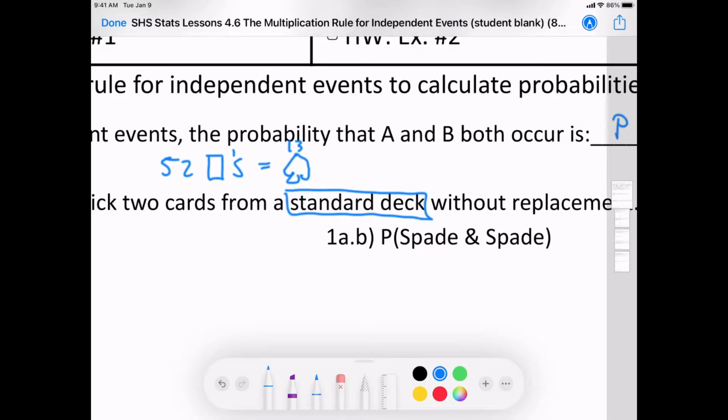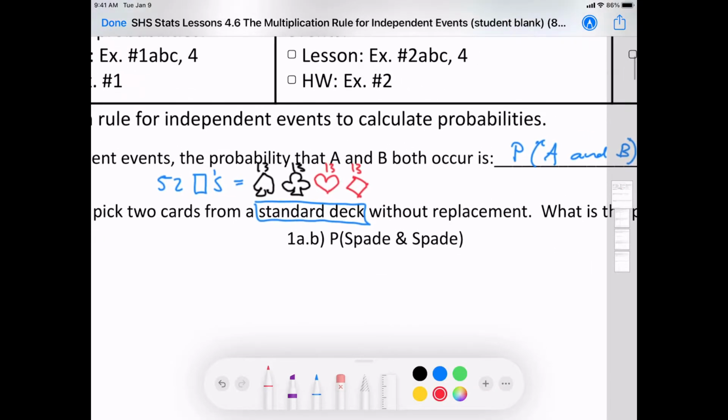Actually, let's see if I can do this. Magic. That's what I wanted. 13 spades, 13 clubs, and I chose it to be black because they are actually called black cards. And then there are 13 red cards, 13 hearts and 13 diamonds. So that means there are 26 black and 26 red. That's a standard deck of cards.